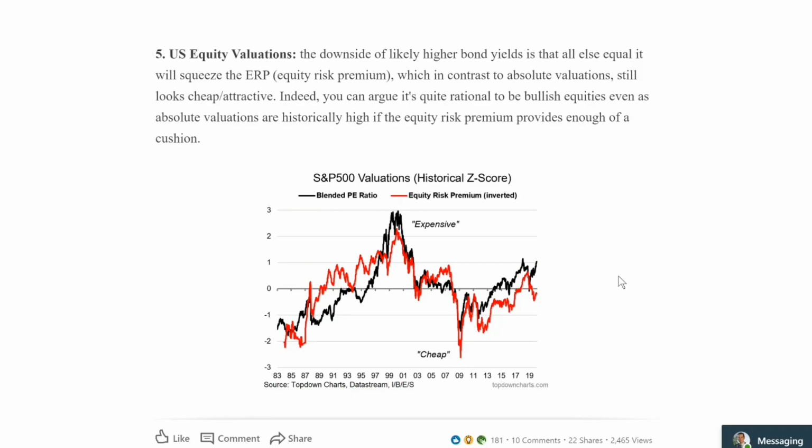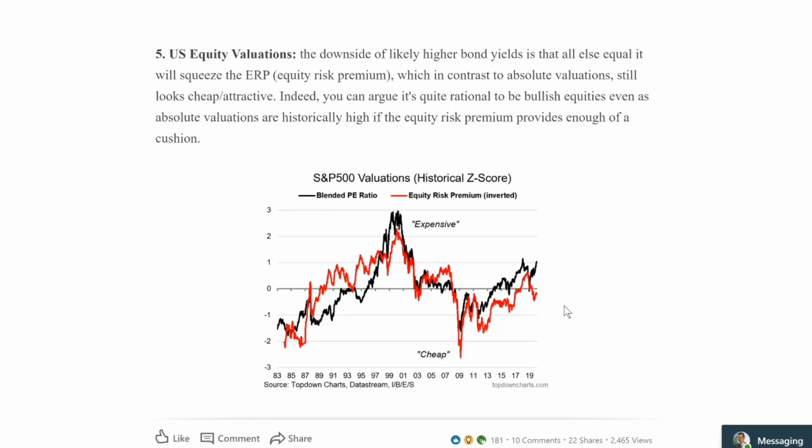Since I posted it, that line has actually gone up and matched the previous peak there. So it's basically one standard deviation expensive versus long-term average, or at least this period's average. So in absolute terms, it's a pretty accurate statement to say that the US equity market is very expensive.